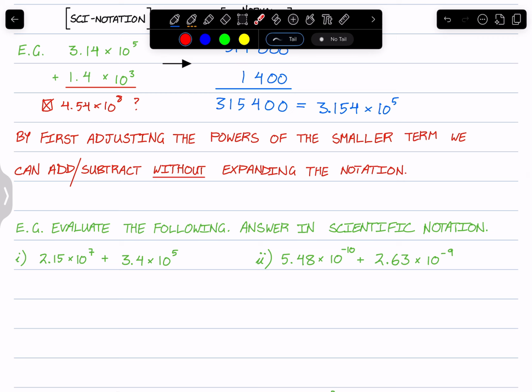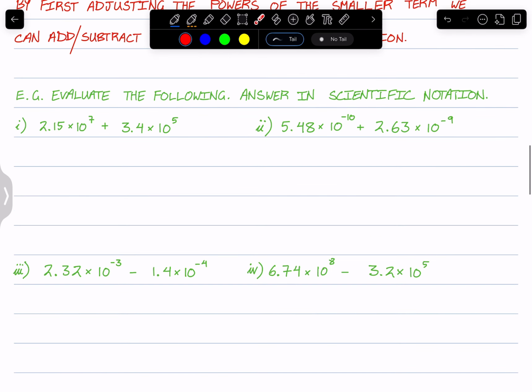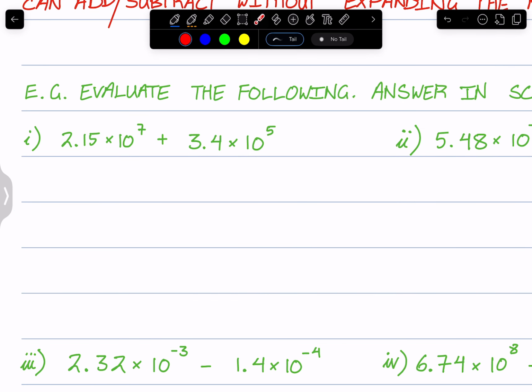So to get around this problem, we need to first adjust the powers of the smaller term. Then we can add or subtract without expanding the notation. So I'll demonstrate here. Since this value here, 10 to the power of 7, means this number is going to be bigger because we're going to move this 7 spaces, whereas this is only moving 5 spaces. So this first number remains the same because it is the larger number.